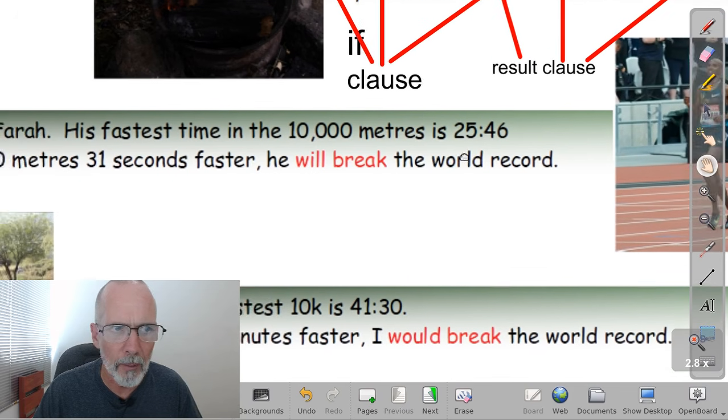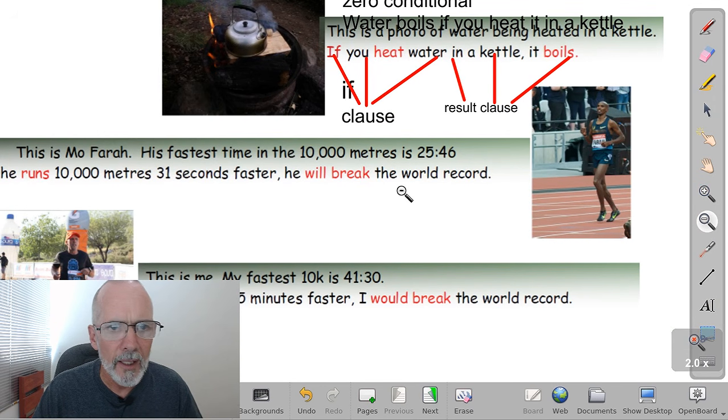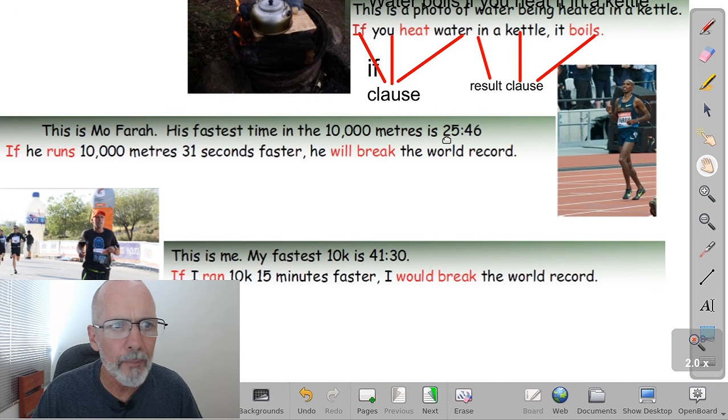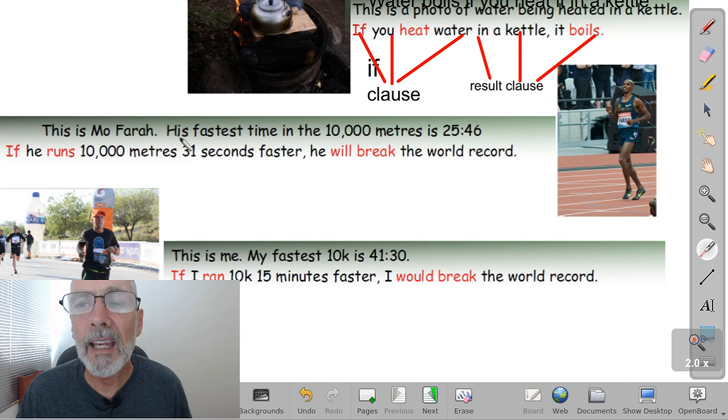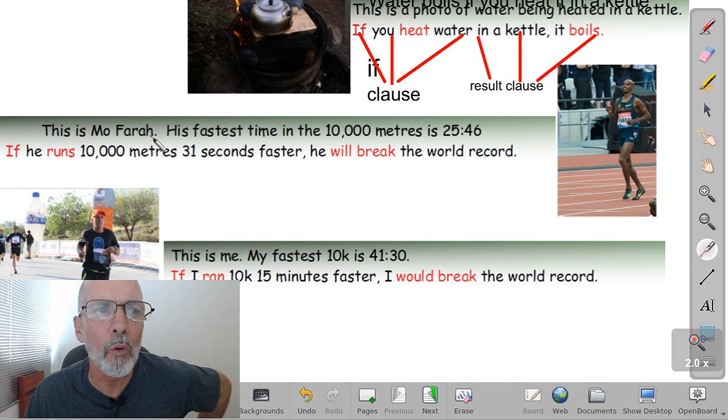So let's move this page up here. The first one I have is this one of Mo Farah. Mo Farah is the current world champion at 10,000 meters running. So this is Mo Farah. His fastest time in the 10,000 meters is 25 minutes and 45 seconds. He won the Olympic gold medal last year, but he does not hold the world record.